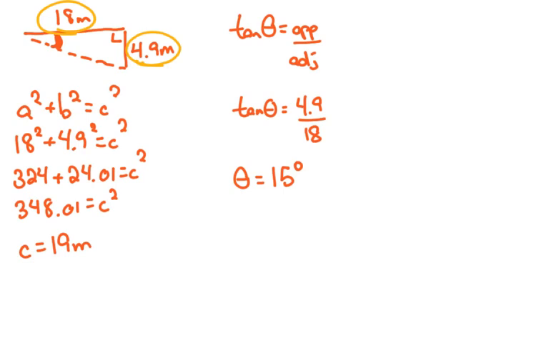So putting this all together, the overall position of this ball would be 19 meters. And the way that we put this direction is not dealing with north, south, east, west, because we're dealing with vertical and horizontal. The easiest way to put it would be that the ball is 15 degrees below the horizontal.